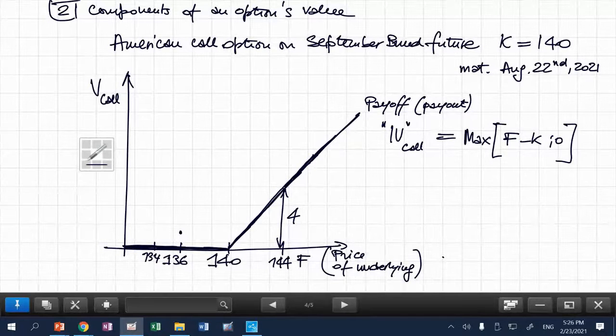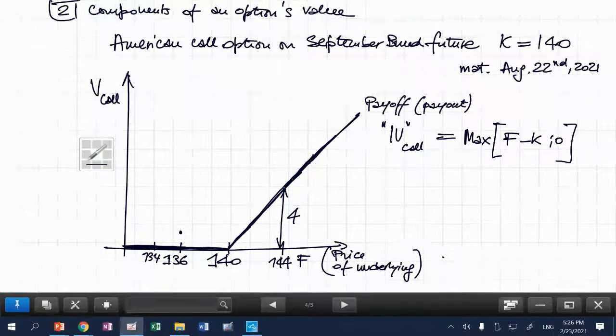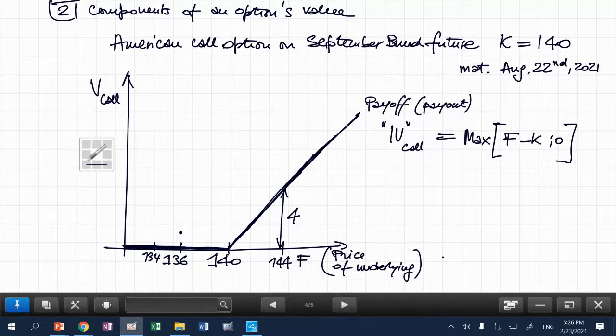If the future trades no longer at 136 but at 134, the option price must be lower, correct? Why? Because intuitively the chance of exercising the option is going to be smaller than it was before. There is more way to go before I trespass 140, okay? The intuition I'm giving in a super simple manner is that the option price when I'm below 140 must be somehow made in this way.